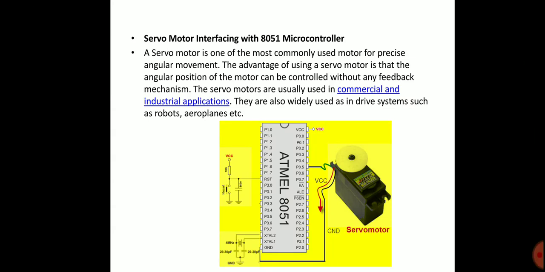Servo motor interfacing with the 8051 microcontroller. A servo motor is one of the most commonly used motors for precise angular movement. The advantage of using a servo motor is that the angular position of the motor can be controlled without any feedback mechanism. Servo motors are usually used in commercial and industrial applications. They are also widely used as a drive system in robotics and aeroplanes. Here we see the picture of a servo motor controlled by the Atmel 8051 microcontroller.